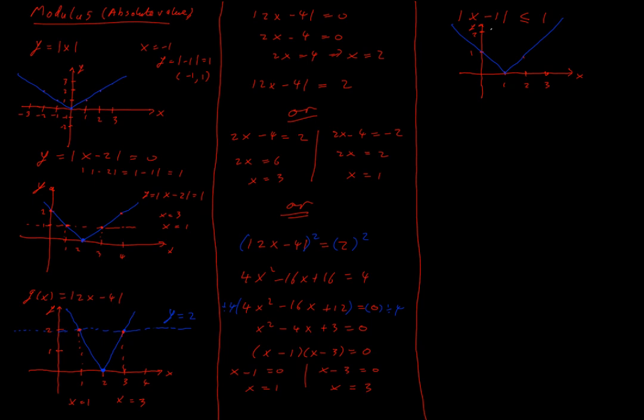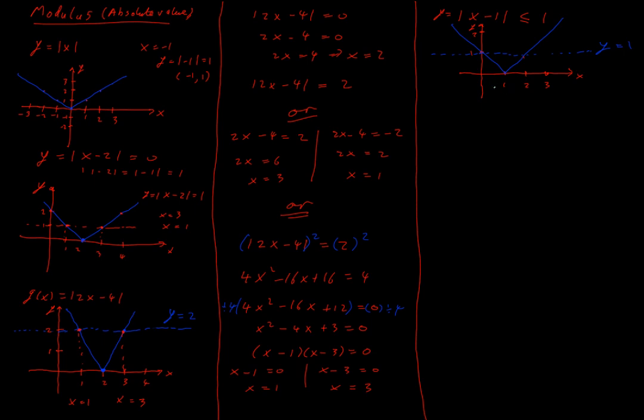Now, if we're asked about a modulus question where we have an inequality involved, like if we have y is equal to the modulus of x minus 1, less than or equal to 1, what does that mean? It means we are looking for when the y output of our function is less than or equal to 1. So if I draw that in, I'm looking for where my function is less than or equal to y is equal to 1.